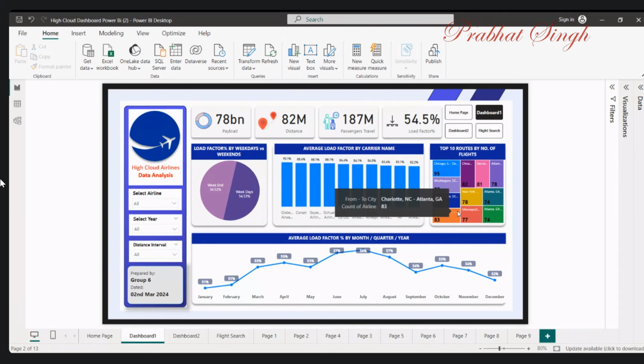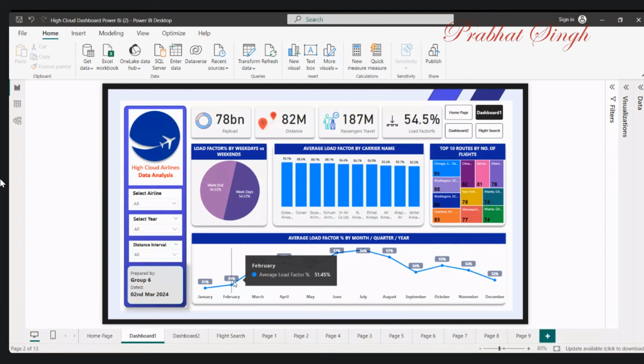Next is the average load factor percentage by month, quarter, and year. Since the start of the year, the month is at a low load factor percentage. As the months pass, we can see an increase in the load factor. From June to August, the load factor is 57 percent. In July, there is 58 percent, and then by the end of the year it reaches 52.31 percent.